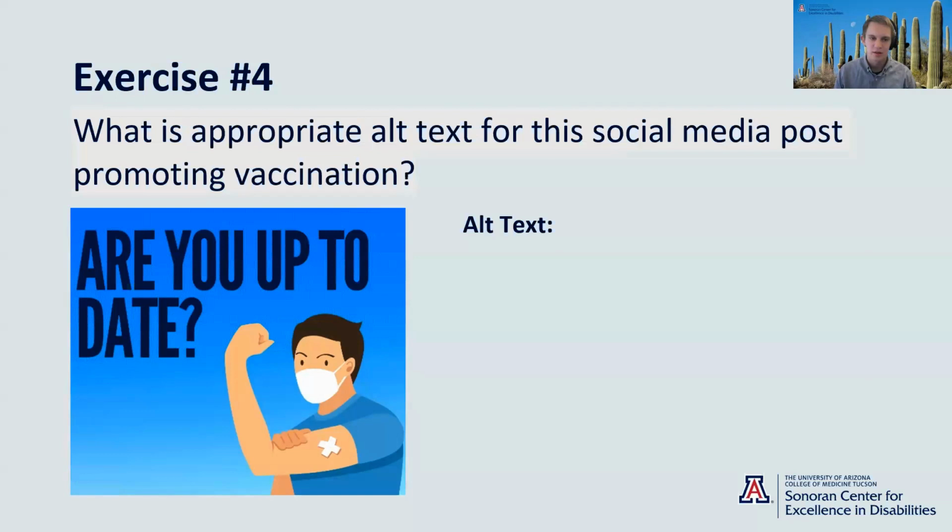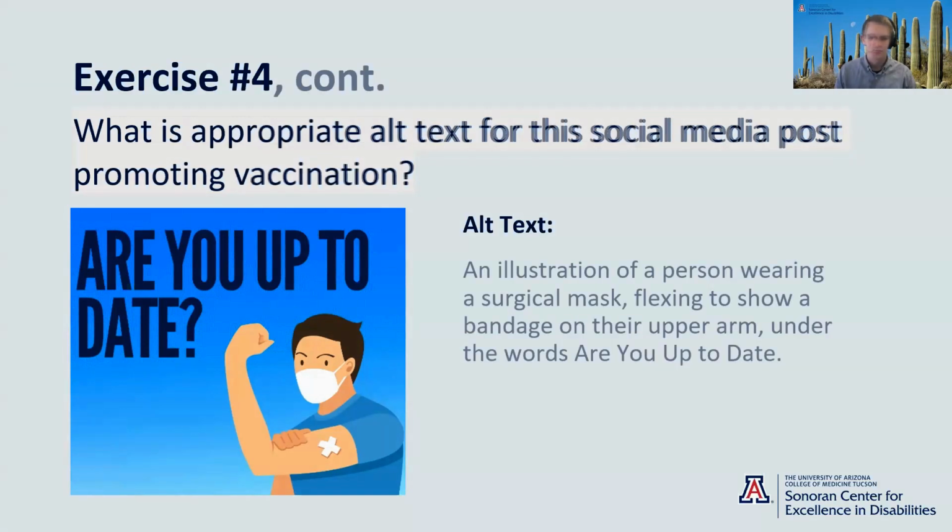So moving on to exercise number 4, let's try another one here. What is the appropriate alt text for this social media post promoting vaccination? So what we would use is: "An illustration of a person wearing a surgical mask, flexing to show a bandage on their upper arm, under the words, 'Are you up to date?'" Next slide, please.